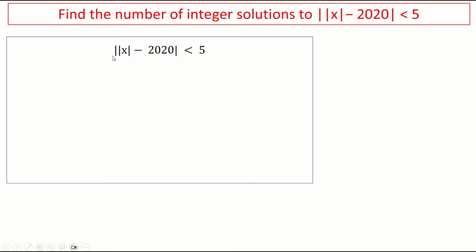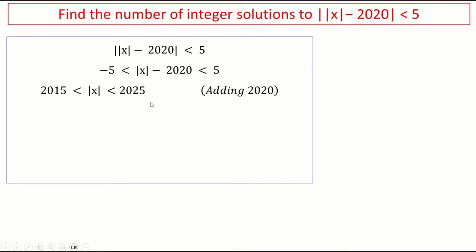If I remove the absolute value of this one, then it will become the range of minus 5 to plus 5 for absolute x minus 2020, right? If I remove the absolute value here. Now I will add 2020 to all sides. Then it will become 2015 less than absolute x less than 2025.